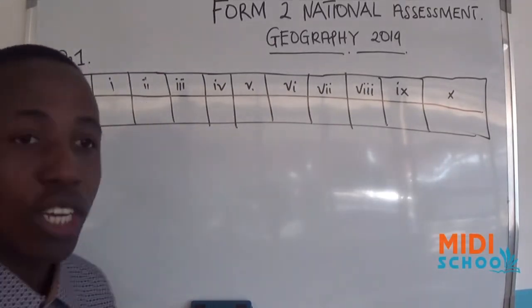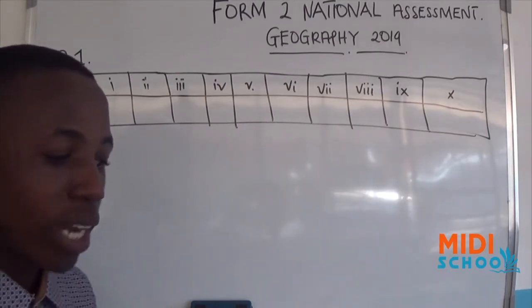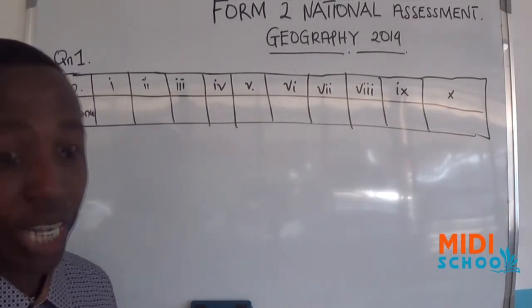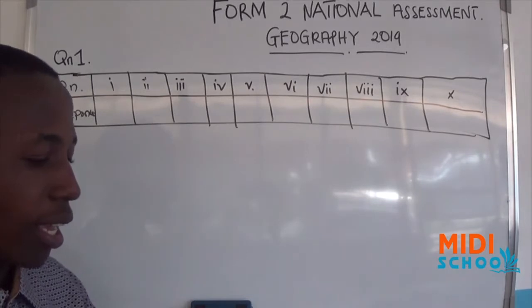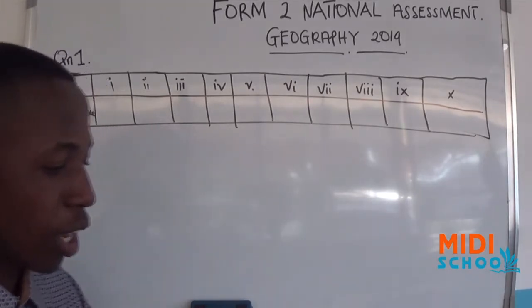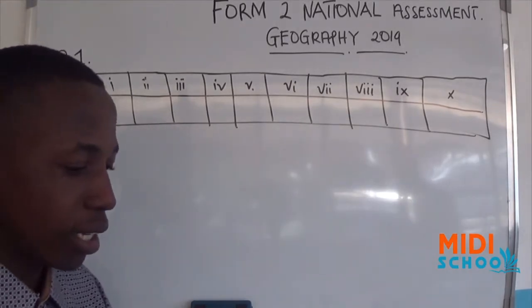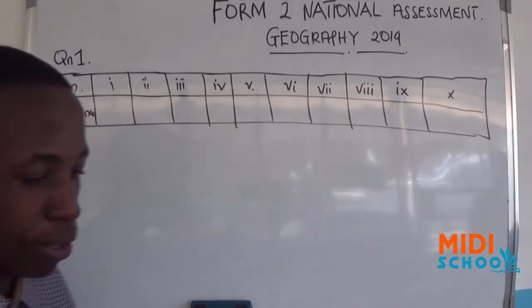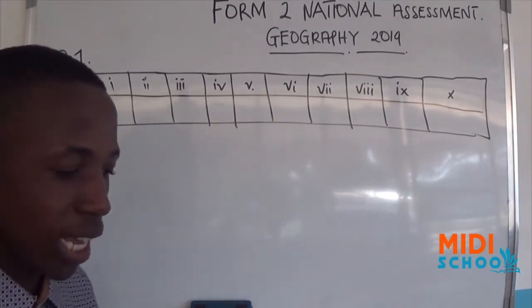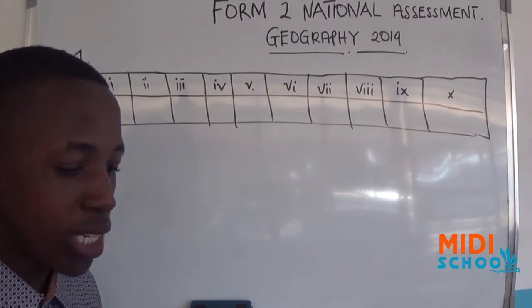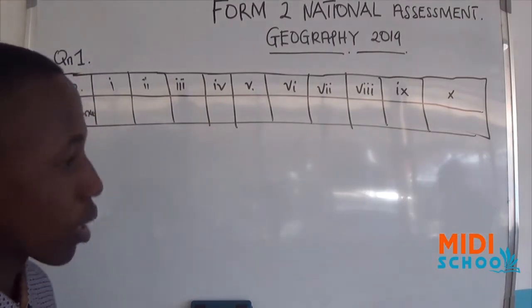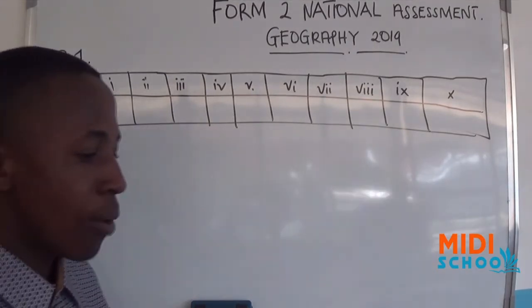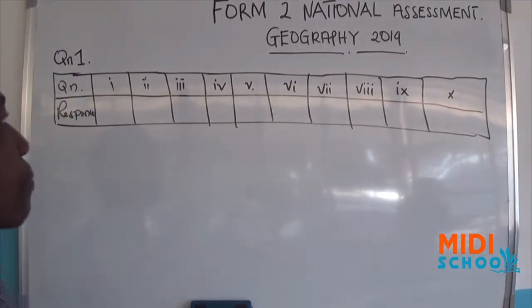The first item asks: one characteristic of equatorial climate is. In our selection here, we have A, low rainfall, B, moderate temperature, C, low humidity, and D, thick forest. And our answer here is D.